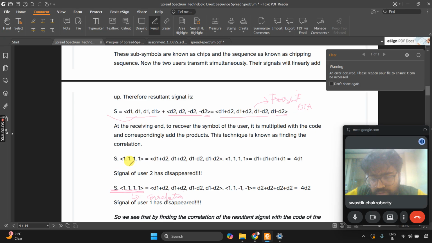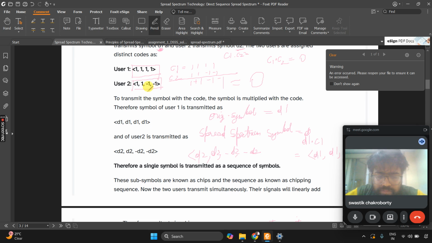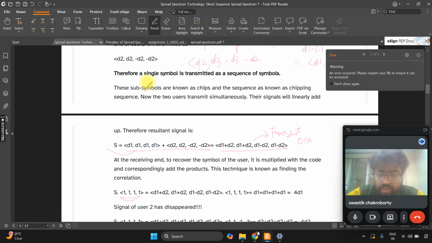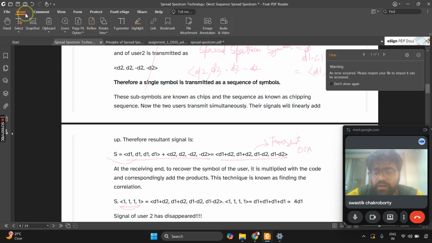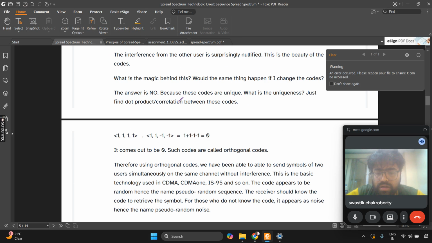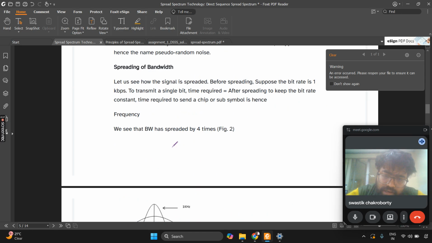So the point is that only these two codes, 1 1 1 1 and 1 1 minus 1 minus 1, can decode into d1 and d2. No other code can. So the receiver has to have the exact code. So this is DSSS, the core technology behind CDMA.